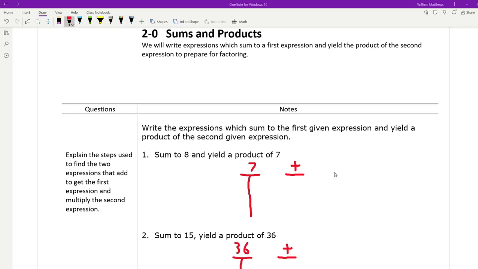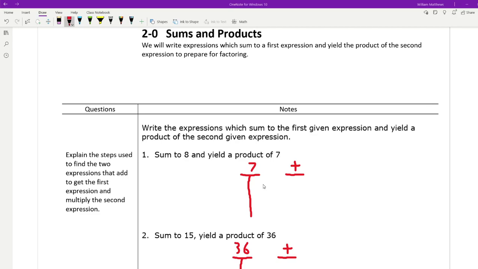What we mean by the sum and the product is we are saying what numbers add together that are also numbers that have the product of another. Our first example says we want to find the sum to 8, but also yields a product of 7.